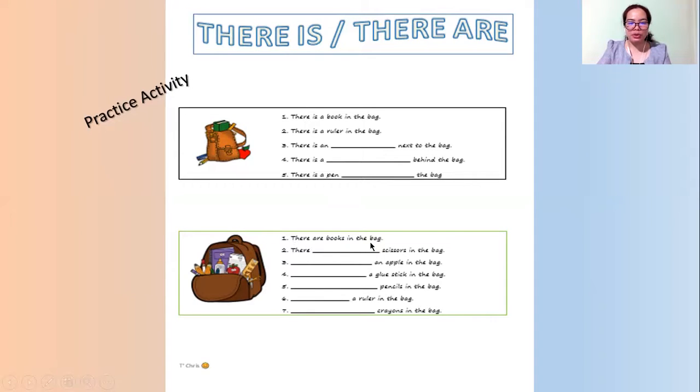Next, there are books in the bag. So you are just going only to see and you need to write this one. You need to follow with what you have written. It's because sometimes some of the answers you can find here. Okay, so you just need to follow the directions very carefully and read the words very carefully. Okay, so don't forget to look at the pictures here so that you can fill in the blanks.